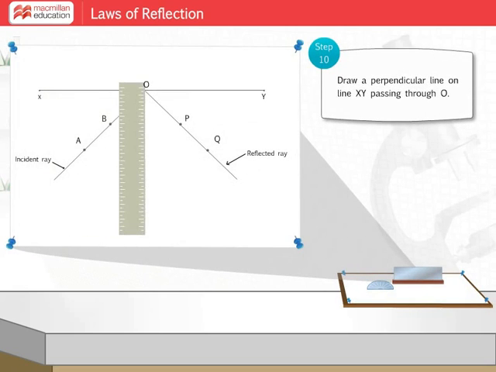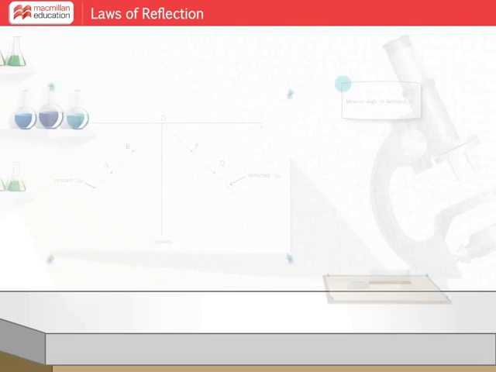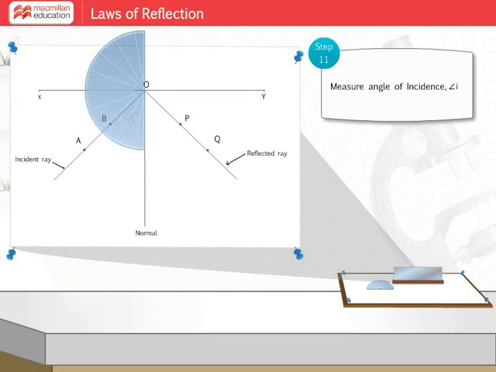Now, draw a perpendicular line to the reflecting surface XY at the point of incidence O. This perpendicular line represents the normal. Measure the angle between the incident ray and the normal at the point of incidence. This angle represents the angle of incidence. Let's label it angle I.